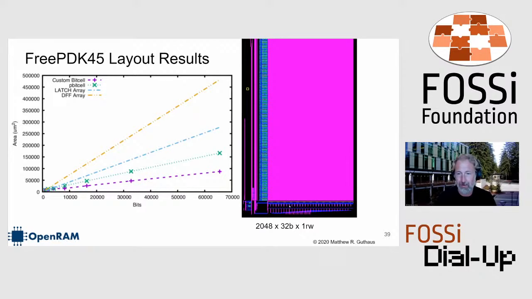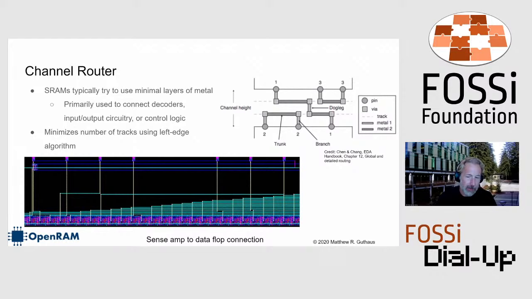One of the optimizations that we've added recently is a channel router. So when you're connecting between two things on two layers, you basically want to have row routes and then track routes. And you can see here, we do a simple left edge algorithm to route these, which has been improved since the tape out. The tape out didn't optimize this. So that's one thing we do.